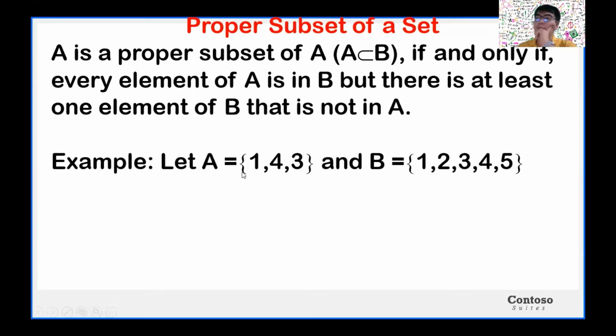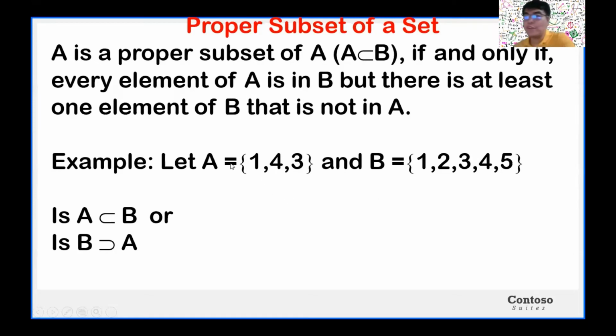Example, let A be equal to the set containing 1, 4, 3, and B be a set containing 1, 2, 3, 4, 5. Is A a proper subset of B, or denoted as A ⊂ B? These two statements are the same. The answer is yes. A is a proper subset of B because every element of A is in B, but there are elements of B that are not in set A. For instance, the number 2 is in set B, but it does not appear in set A. 2 is an element of B, but not an element of A. Henceforth, A is a proper subset of B.